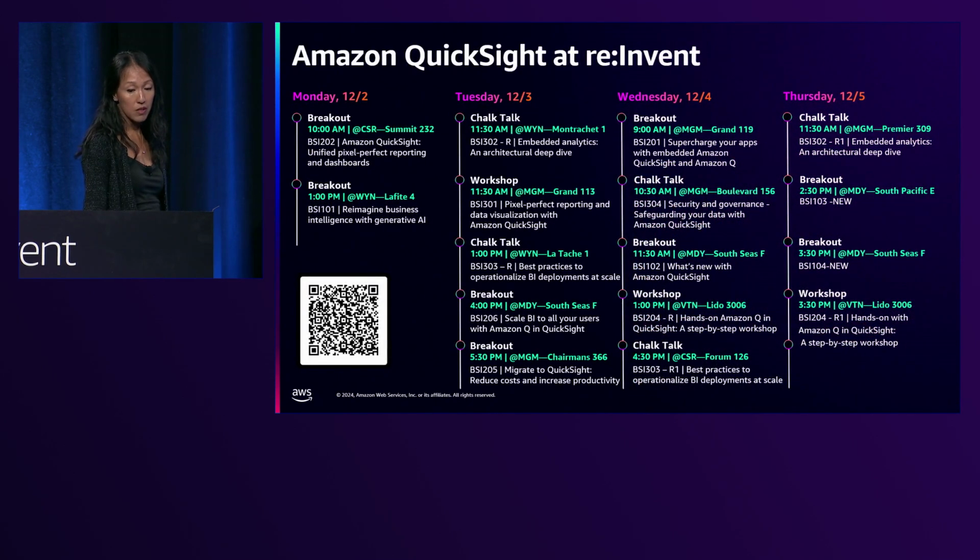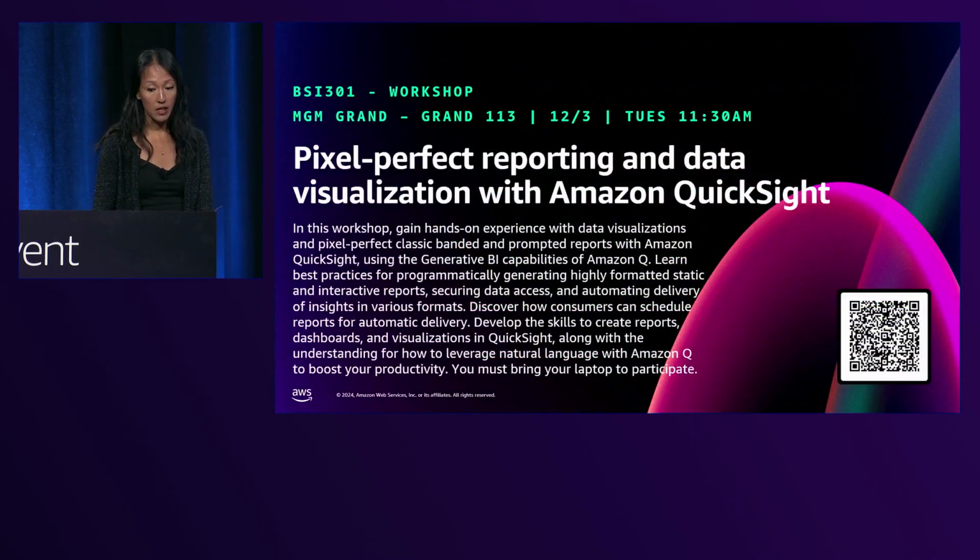And as for the rest of re:Invent, today's Monday, so there's a lot more content with QuickSight the following days. So feel free to take a picture. You can also find them via that QR code or in your AWS Events app. More specifically, if you are interested in deep diving into what we talked about today, the pixel perfect reporting and the dashboarding experience with QuickSight, there is a hands-on workshop tomorrow at MGM Grand at 11:30 a.m. And you would need to bring your laptop in order to participate.